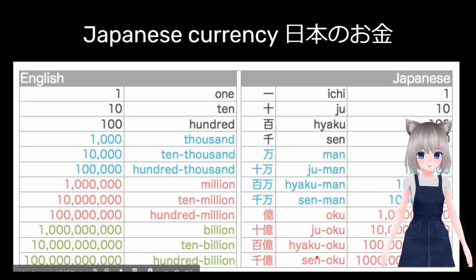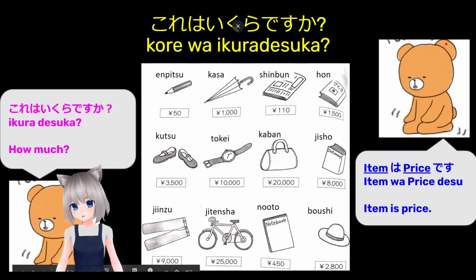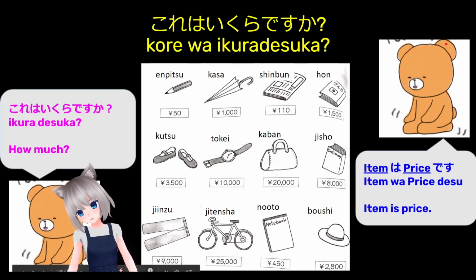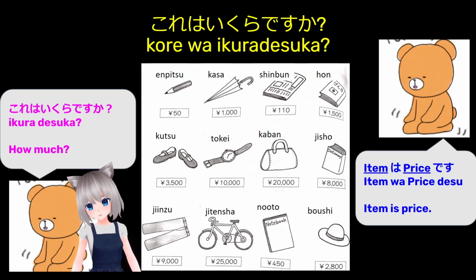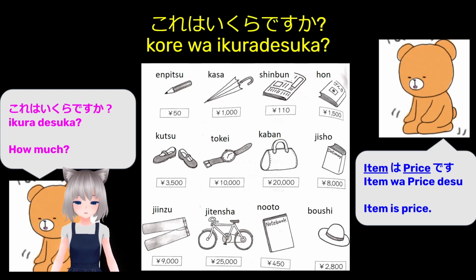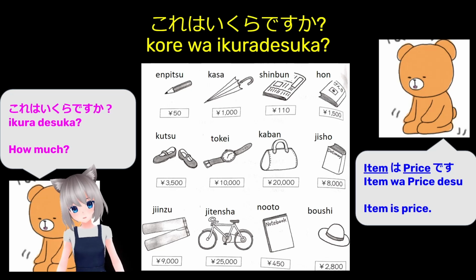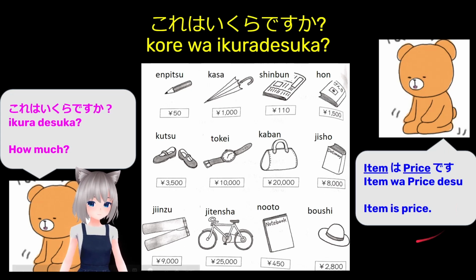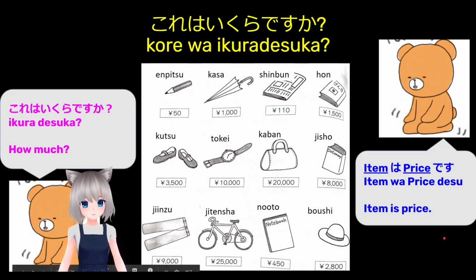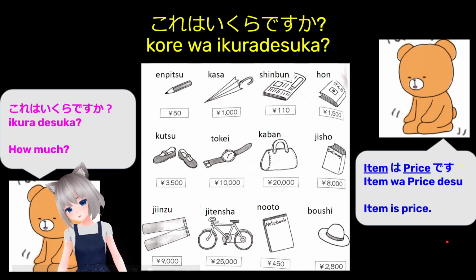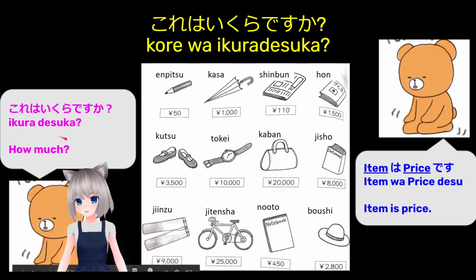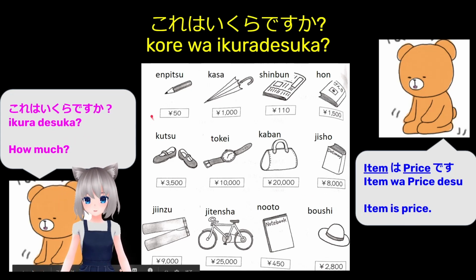It's big numbers. Okay, let's play a game. これはいくらですか? How much is this? I'm going to ask you a question. Please answer. I'll give you 2 seconds to answer using this format right here. For example, I'll do one for you. これはいくらですか? How much is this?